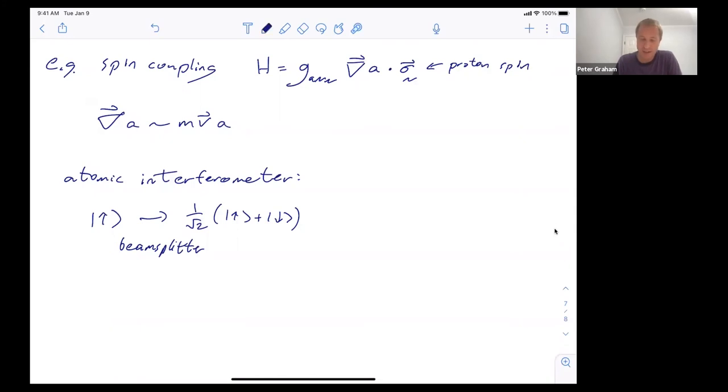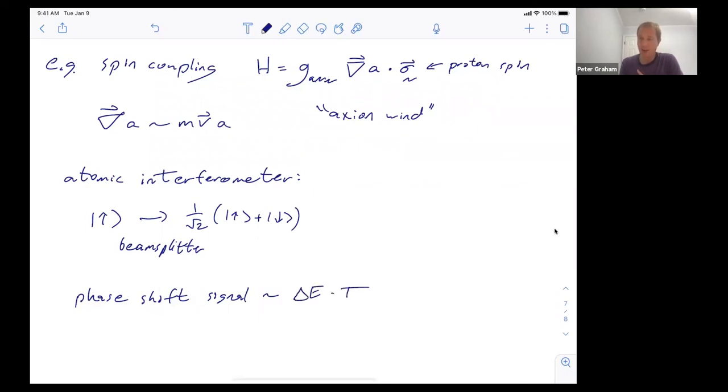By the way, we call this coupling the axion wind coupling because it's proportional to the spatial gradient, which is the spatial momentum. That's the direction in which the axion field locally has momentum, that the momentum is moving in. But if one of these is more aligned and one is more anti-aligned with that direction, then you can see that I'm going to get some phase shift in my interferometer. The phase shift signal in this interferometer is going to go like delta E times the time. For example, this up state might pick up, as you let it sit and evolve in time, some extra phase relative to this down state by whatever the energy splitting is of up versus down. Is that clear?